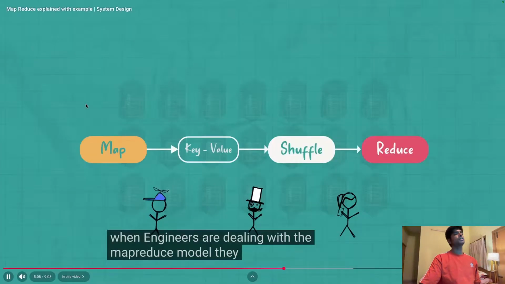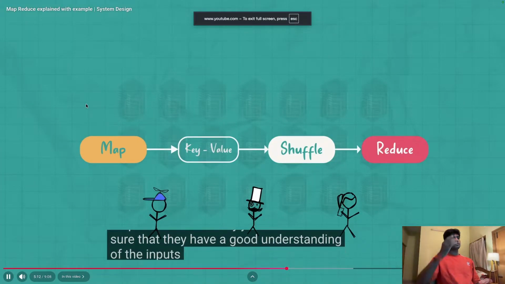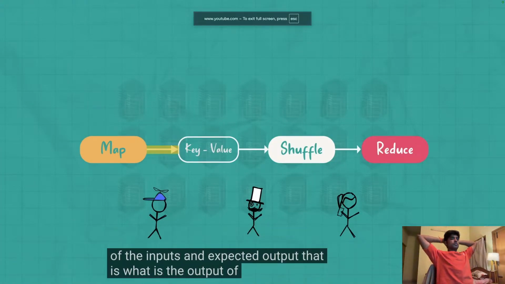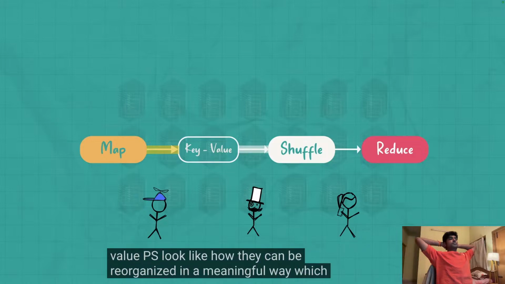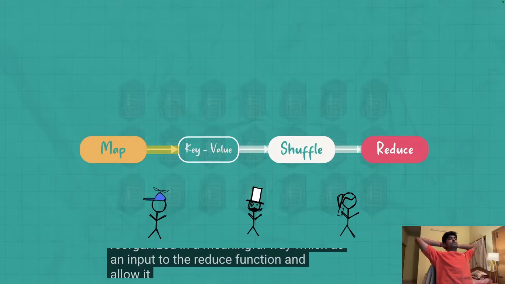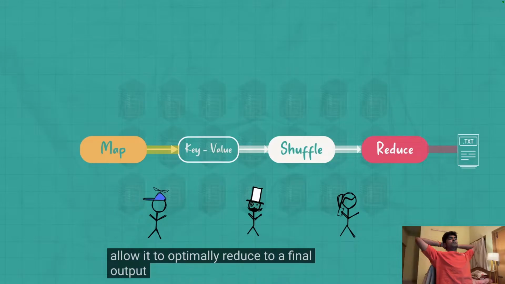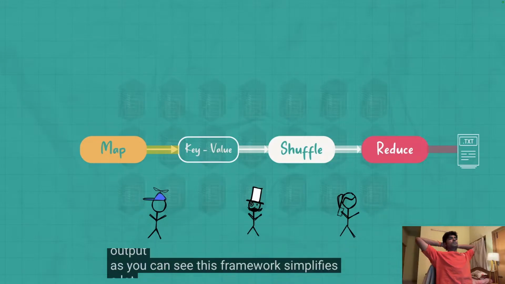reduce model, they just need to make sure that they have a good understanding of the inputs and expected output. That is, what is the output of the map function, what do the intermediary key value pairs look like, how can they be reorganized in a meaningful way, to serve as an input to the reduce function, and allow it to optimally reduce to a final output. As you can see, this framework simplifies a lot of things for engineers.